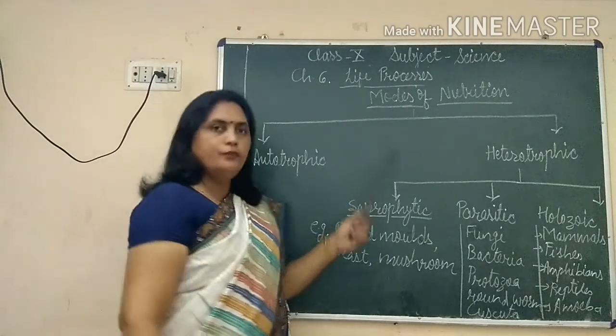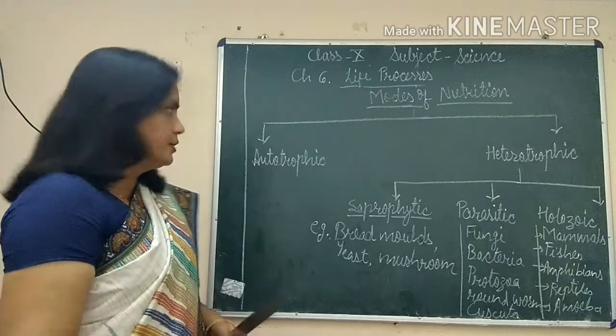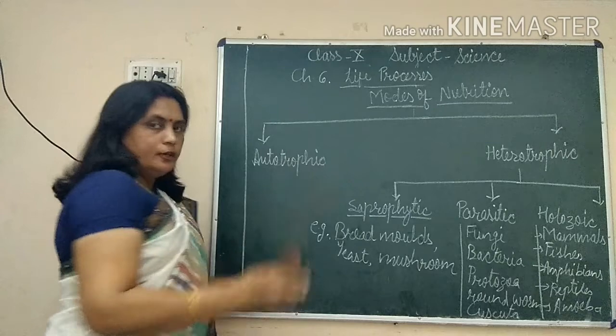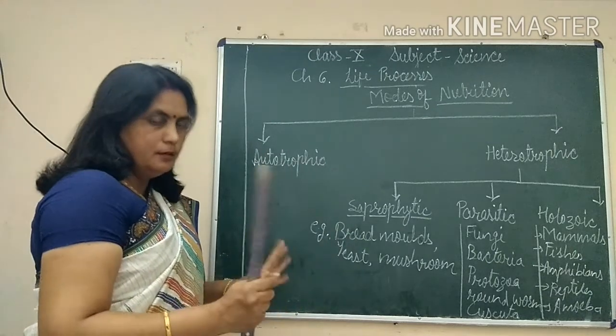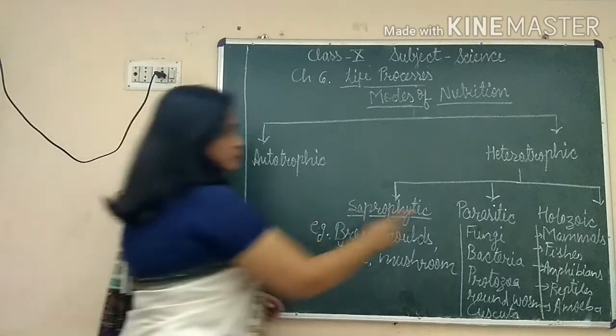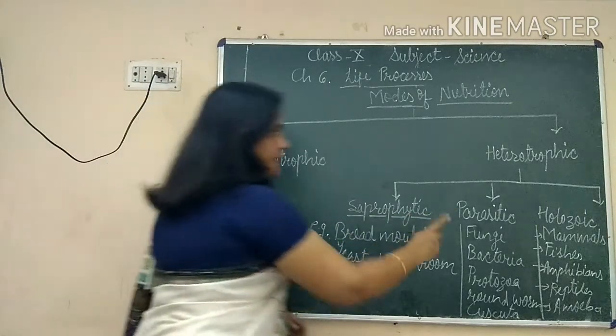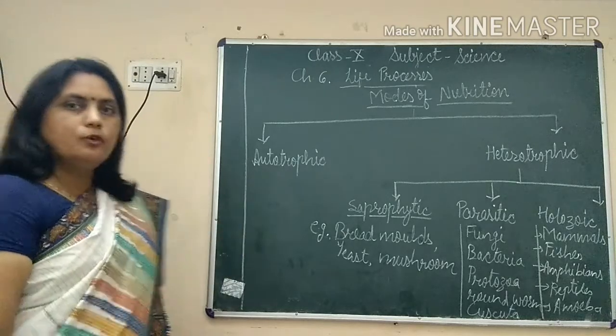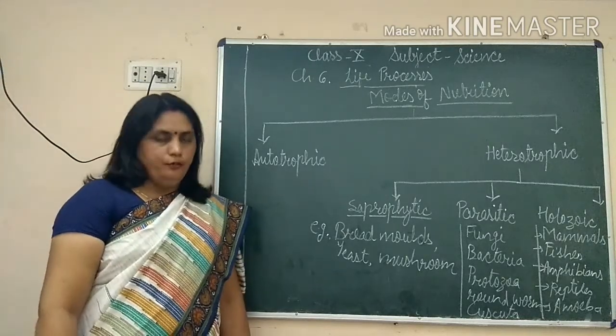Yes, children. Now we are talking about modes of nutrition. The modes of nutrition in all the organisms can be divided into two types, autotrophic and heterotrophic. First of all, we are talking about the autotrophic mode of nutrition.